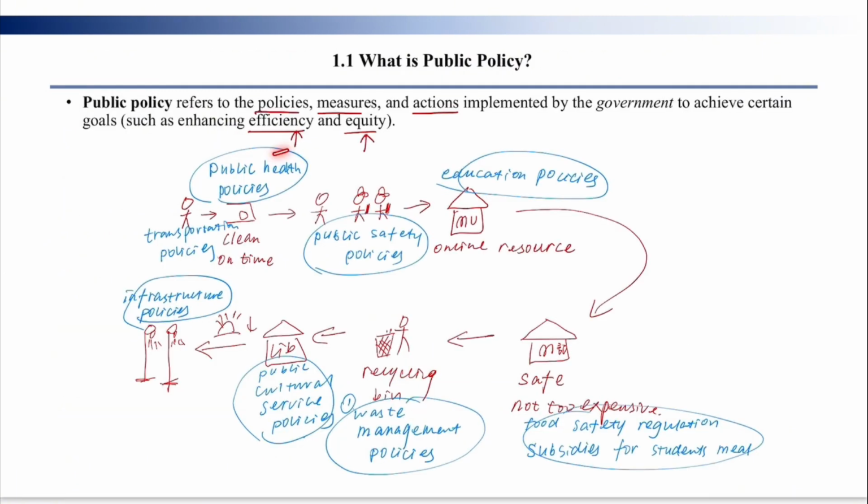The first page, what is public policy? The public policy refers to the policy, measures, and actions implemented by the government, and it has certain goals. What kind of goals? For example, enhancing the efficiency, enhancing the equity. Let's take a complete look at the definition. The public policy refers to the policies, measures, actions implemented by the government to achieve certain goals, such as enhancing the efficiency and equity.